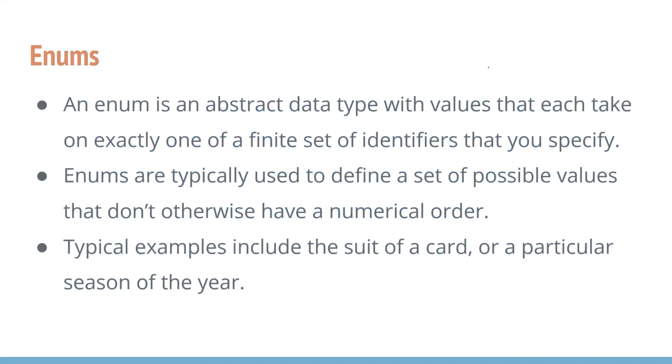Next we have enums. An enum is an abstract data type with values that each take on exactly one of a finite set of identifiers that you can specify. Enums are typically used to define a set of possible values that don't otherwise have a numerical order. You can use enums when it is very deterministic and you are very sure about the values that will be there in that particular enum, which you will require in your code. Typical examples include the suit of a card or a particular season of the year.